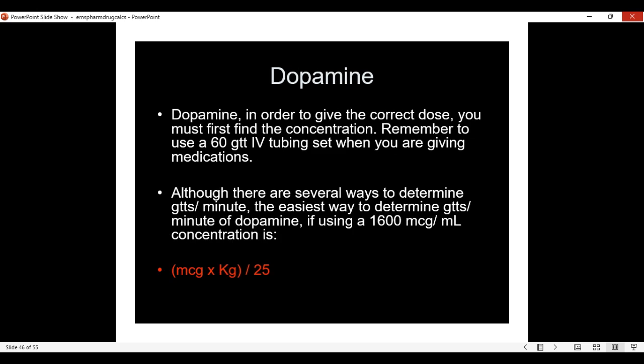We're going to talk about dopamine. It's a weight-based drug, so they want you to figure weight-based calculations. Dopamine, we use 60 drop tubing. And for the conversions, to make it easy, most of the time it's supplied in 1,600 micrograms per milliliter. You're going to see the dosage of like 800 and 500 mL or 400 and 250. That's still going to convert to 1,600.